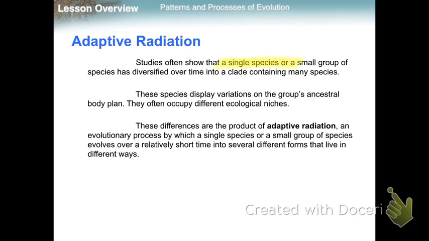Sometimes we see that a single species or a small group has diversified into a clade containing many species. And these variations are sort of different riffs on the group's ancestral body plan. They might occupy different niches. These differences are the product of adaptive radiation. So, a process by which a single species or small group evolves over a relatively short time. The Galapagos finches are being described here as well.